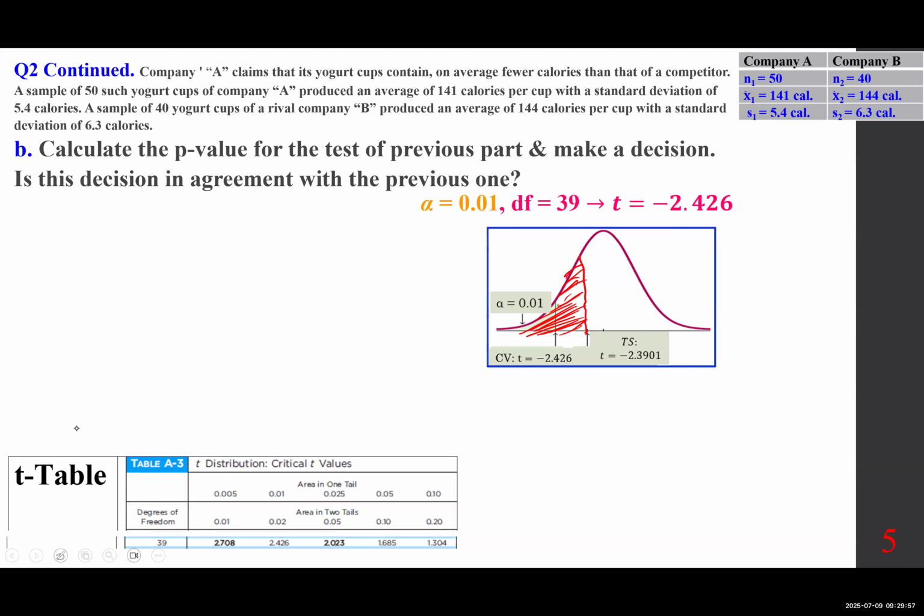And obviously, in the case of a p-value, you're comparing two areas: the area which is known as the p-value and the area which is known as the alpha. Having said that, because it's a left tail test, the area to the left of the test statistic t equals negative 2.3901 is of interest to us. Now, we will mostly do this with technology. But what happens if you're doing the table? I want to make sure everybody understands how it works with the table.